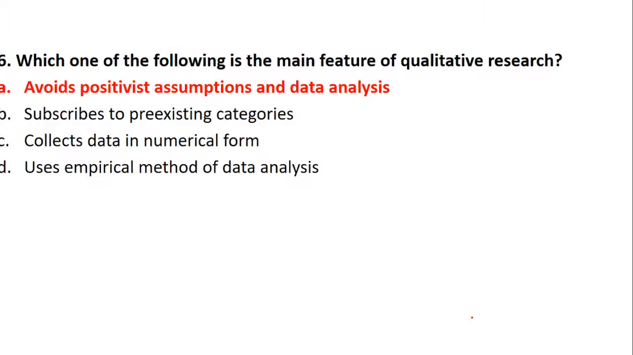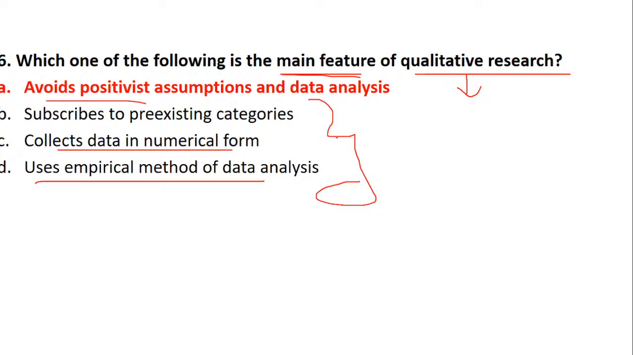Now if I come to the question, which of the following is the main feature of qualitative approach? Here they are talking about post-positivism. So obviously post-positivism avoids positivism assumptions and data analysis. So it is basically not concerned with numerical. These are all the options which are given to confuse you. Actually this is a 2019 question where we have a different form of qualitative research, but the question was related to positivism and post-positivism approach. Is it clear?